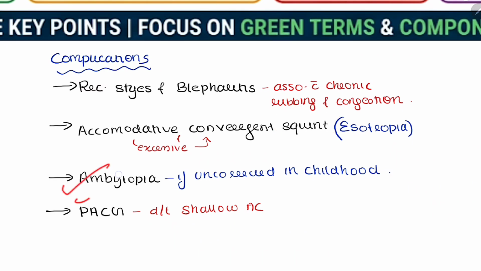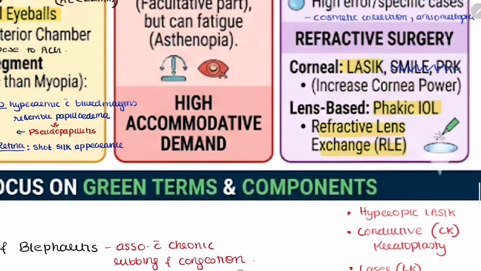Then there can be amblyopia, especially in childhood. If the hypermetropia is uncorrected in childhood, that can lead to amblyopia, ametropic amblyopia. Then there can be primary angle closure glaucoma. As we mentioned, they have a shallow anterior chamber, so they are predisposed to angle closure glaucoma. So recurrent styes and blepharitis, accommodative convergent squint, amblyopia, and primary angle closure glaucoma.